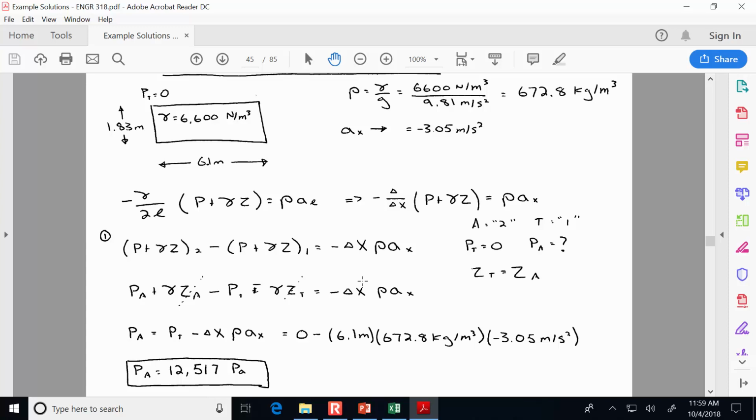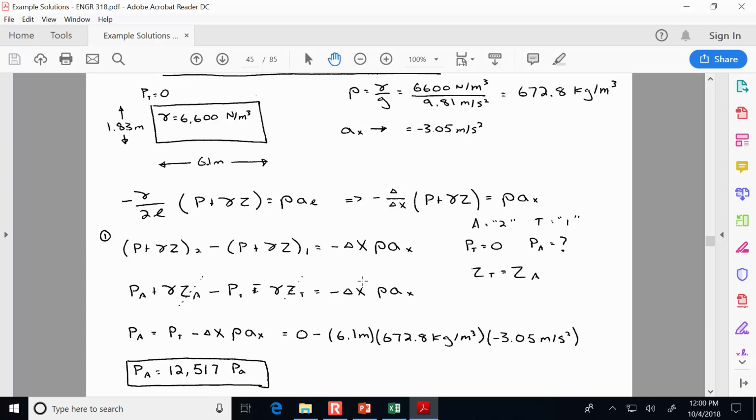Now, A is location 2, and T is location 1. So this was location T, the one on the left. The one on the right is A. And remember, the convention is that whatever has the most x, where our x direction is increasing to the right, is going to be labeled location 2. Whatever has the least x is labeled location 1. And so we've labeled those. That has us say the pressure plus gamma Z at location 2 minus the pressure plus gamma Z at location 1 is equal to, that's the delta part of it, the delta of the piezometric pressure. And then we moved over to the other side of the equation the negative delta x multiplied by the density multiplied by the acceleration in x.